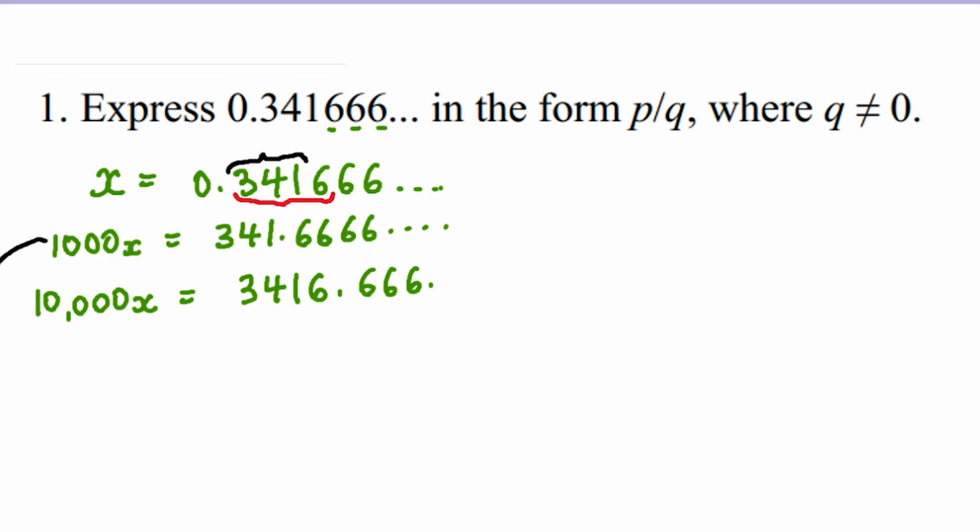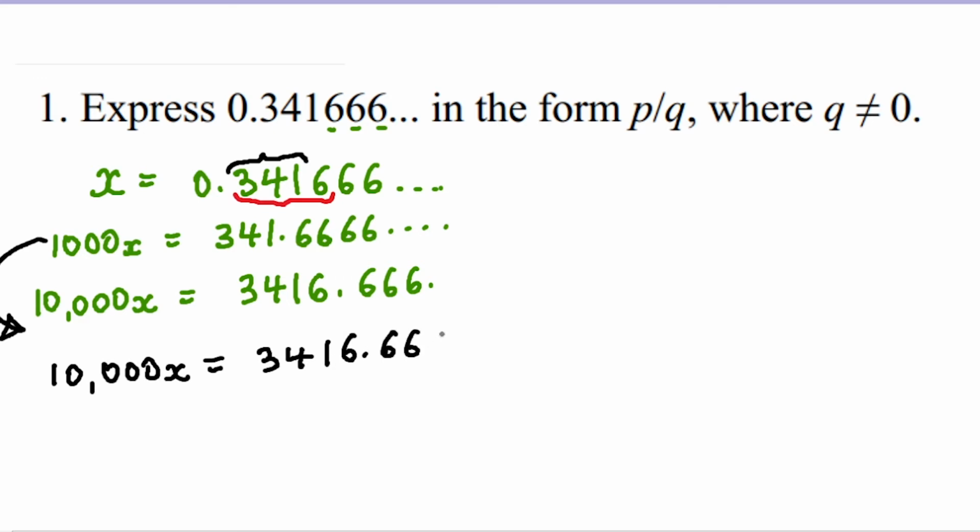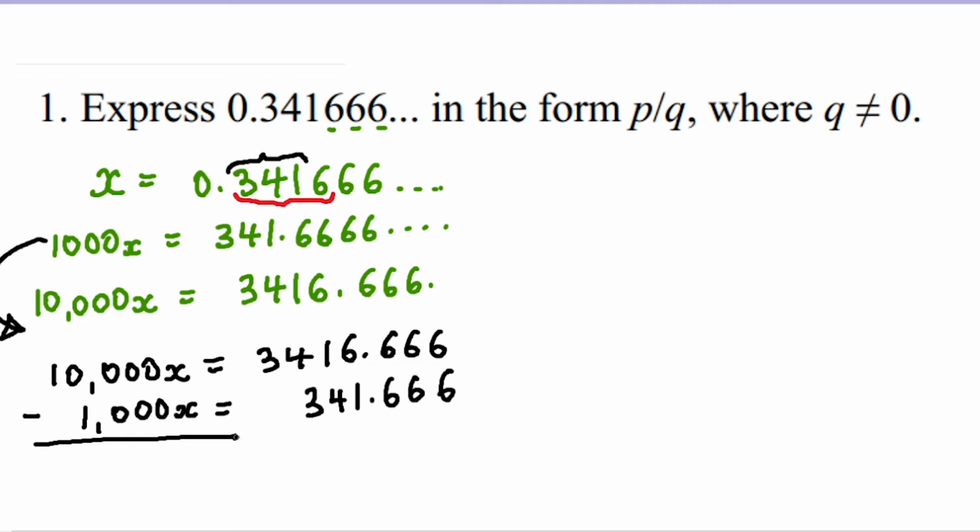So after doing that, like before, we get this and subtract. In other words, it's going to become this step, 10,000x. Let me rewrite it here, is equal to 3,416.666 minus the previous step, which is 1,000x, giving us 341.666. When we subtract both, that's going to give us 9,000x is equal to 3,075.